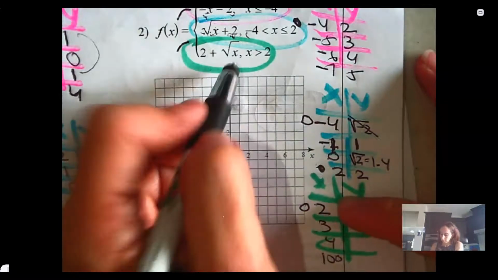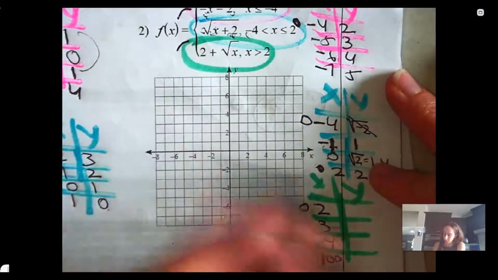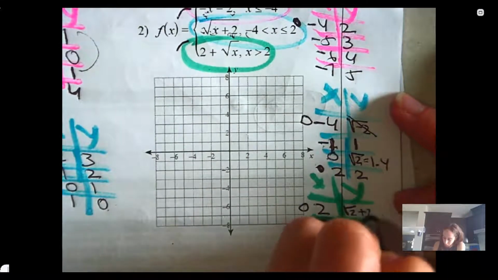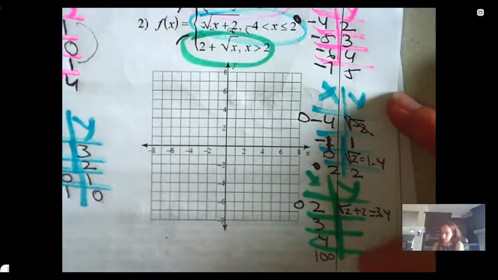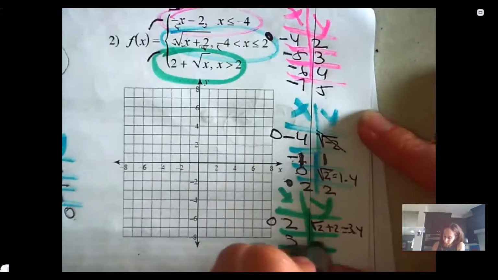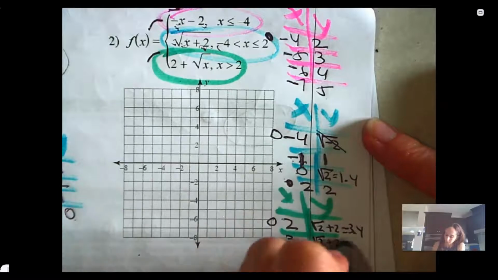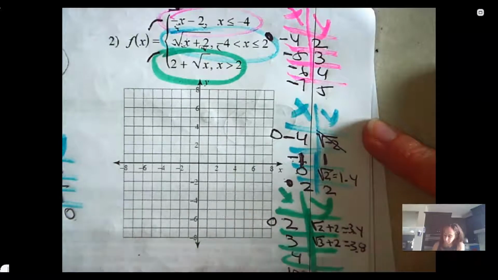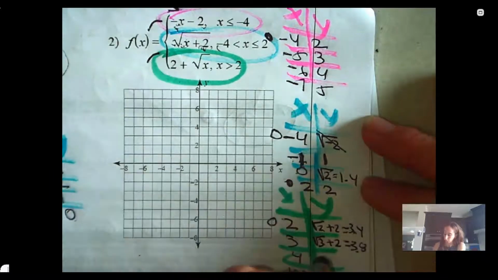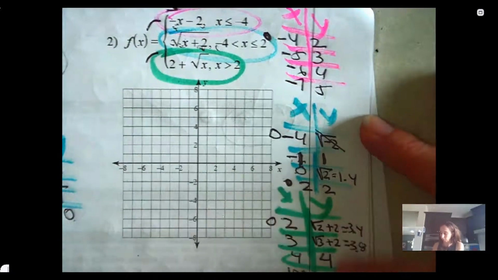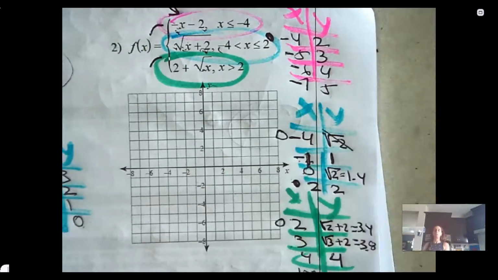Next one. The square root of 2 plus 2, which is about 3.4, I think. Okay? The square root of 3 plus 2. We'll say 3.8. I'm making it up. I'm not sure. Okay. The square root of 4 is 2 plus 2 is 4. And the square root of 100 is 10 plus 2 is 12. Okay. So this is kind of complex.